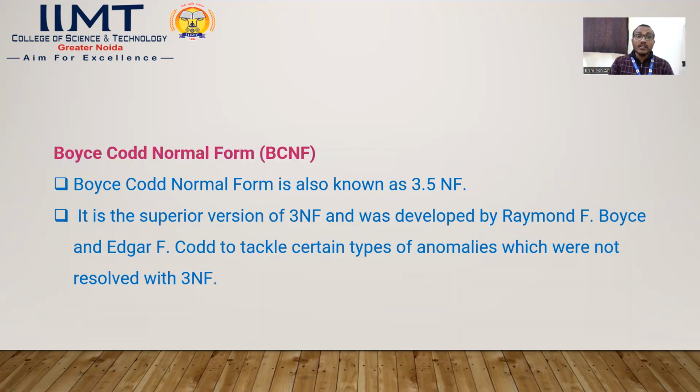Okay. Boyce-Codd normal form. Next one is Boyce-Codd normal form, BCNF. Boyce-Codd normal form is also known as 3.5 normal form. It is the superior version of third normal form and was developed by Raymond F. Boyce and Edgar Codd to tackle certain types of anomalies which were not resolved with third normal form.